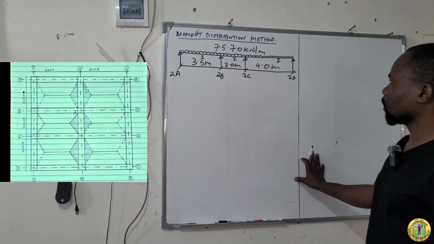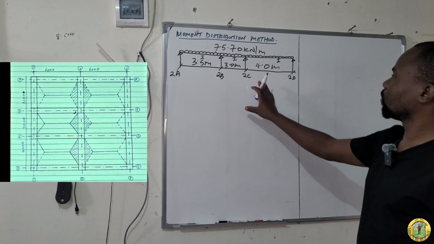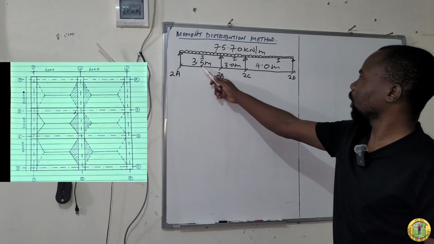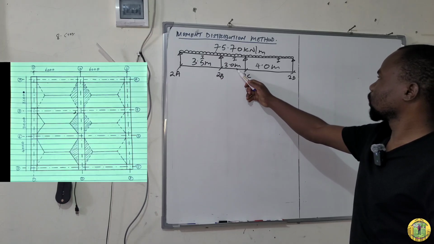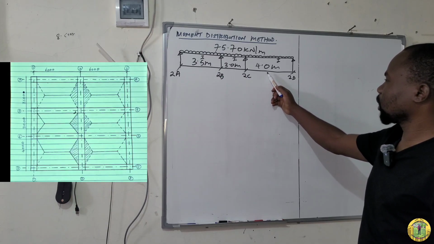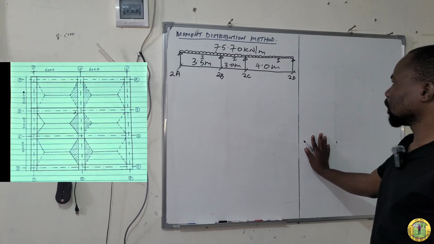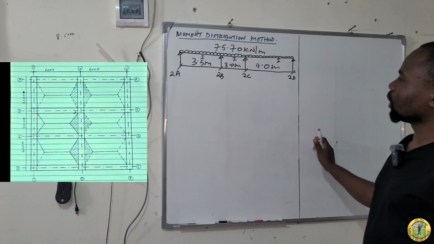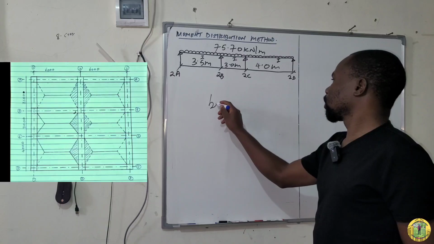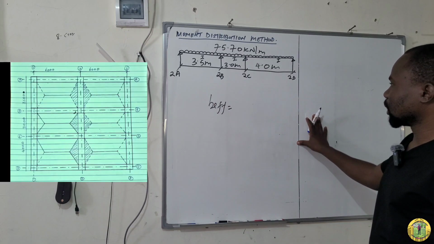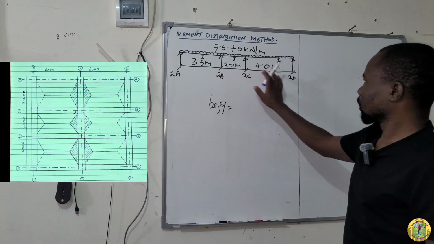To calculate I, if the variation is very big, for example here let's say it is 1.5, and then here is 3, and then here is 4.5, that variation is very big, which means you have to calculate the I. To calculate I, first you have to calculate the BEFF, which is the effective flange breadth for these spans.